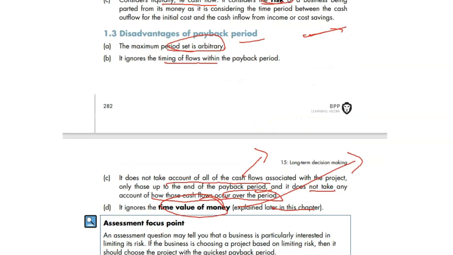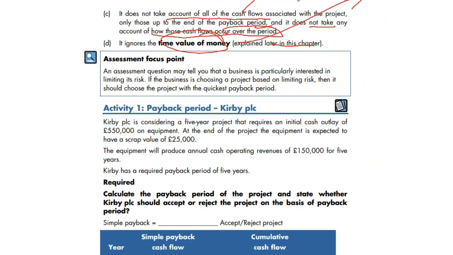But generally, payback is easy peasy and lemon squeezy. In the assessment, a question may tell you the business is particularly interested in limiting its risks. If the business is choosing a project based on limiting risk, then it should choose the project with the quickest payback period. Risk questions come up in your final task. If you want to take less risk, the quicker the payback, the less the risk.